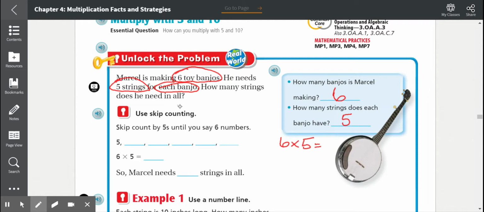Okay, we can use skip counting. Skip count by 5s until you say 6 numbers. So we have 5, 10, 15, 20, 25, 30. So we know that 6 times 5 equals 30. So Marcel needs 30 strings in all.